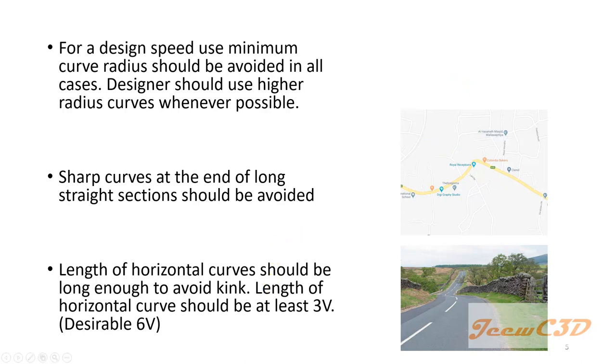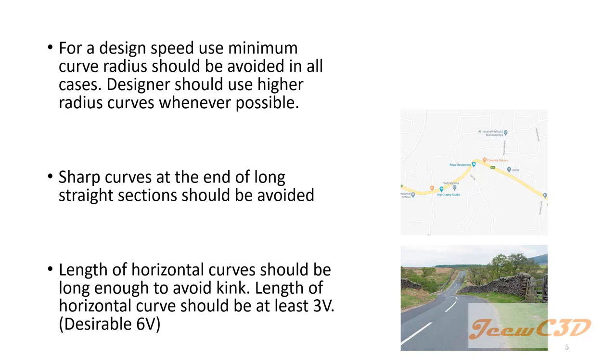Then you have to use a sufficient horizontal curve length to avoid the weave of a kink. It says you have to at least use 3V for your horizontal curve length. 3V means if your design speed is 100 kilometers per hour, your curve length should be at least 300 meters. That should be the least value. The desirable value would be 6V. So if your design speed is 100 kilometers per hour, your desirable curve length would be 6V, which is 600 meters.